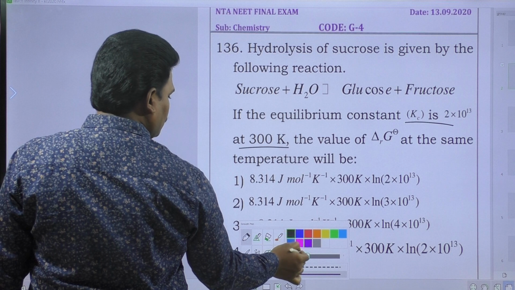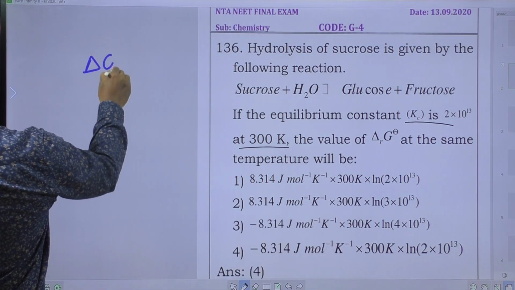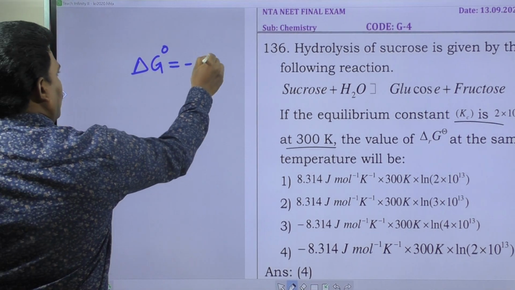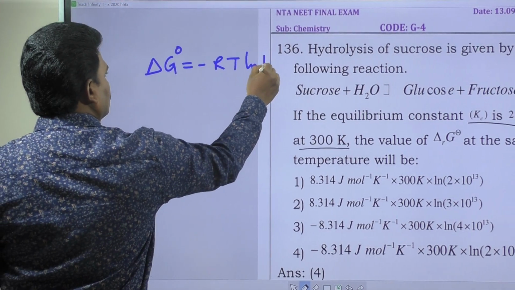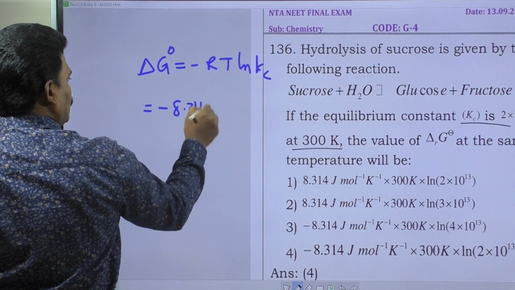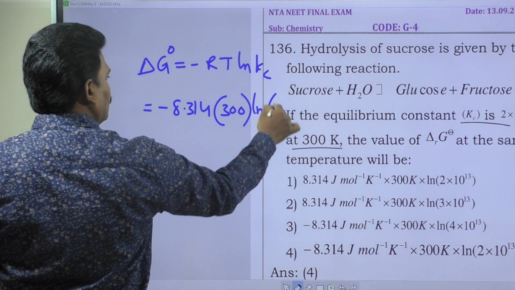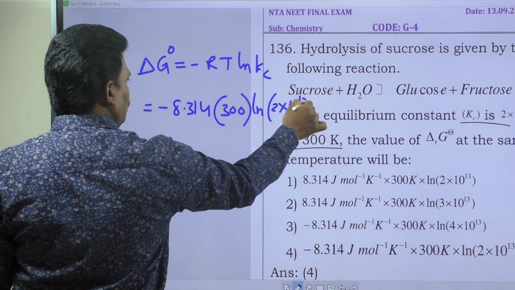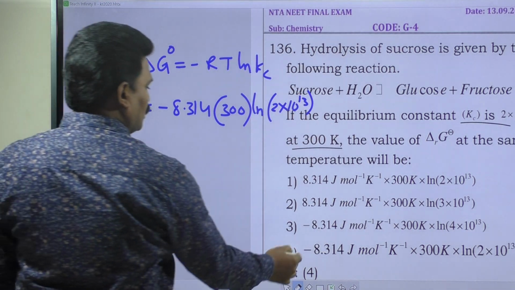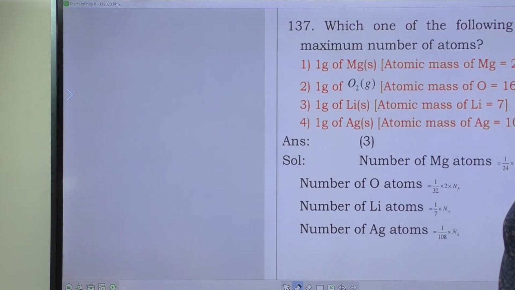Now we calculate delta G. Delta G naught is equal to minus RT ln Kc. R value, gas constant, is 8.314, temperature 300 Kelvin, and ln Kc of 2 into 10 power 13. So the answer is option 4. And then go to question number 137.